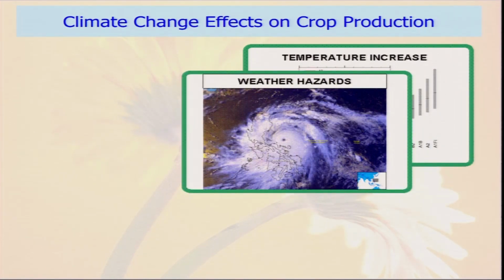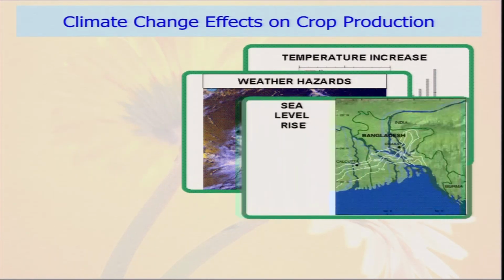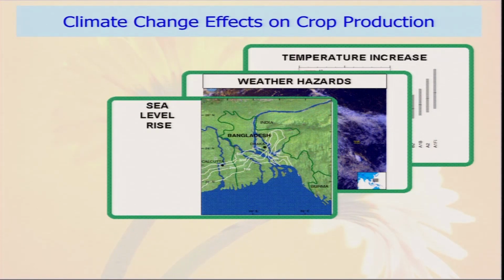Another is the weather hazard, somewhere cyclone, somewhere maybe flood, somewhere maybe drought. And also we are getting other things like sea level rise. Wherever the area, suppose in Burma or Bangladesh, you are seeing lots of area under the sea side. Where the sea water level rises by 1 meter, lots of area will become underwater. So where will the people go?